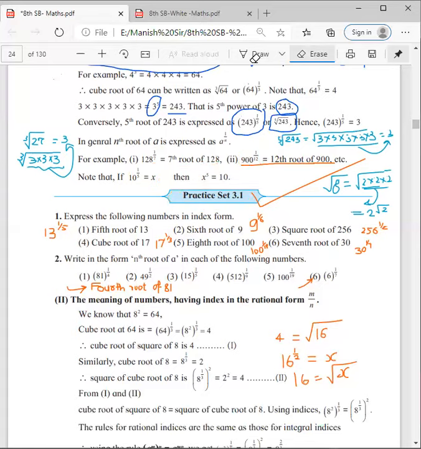Very simple. If you read this, how can you read it? That is nothing but the 7th root of 128. If we talk about this one, they have written the 12th root of 900. And this one is the 5th root of 10. Understood this one? Is it clear?